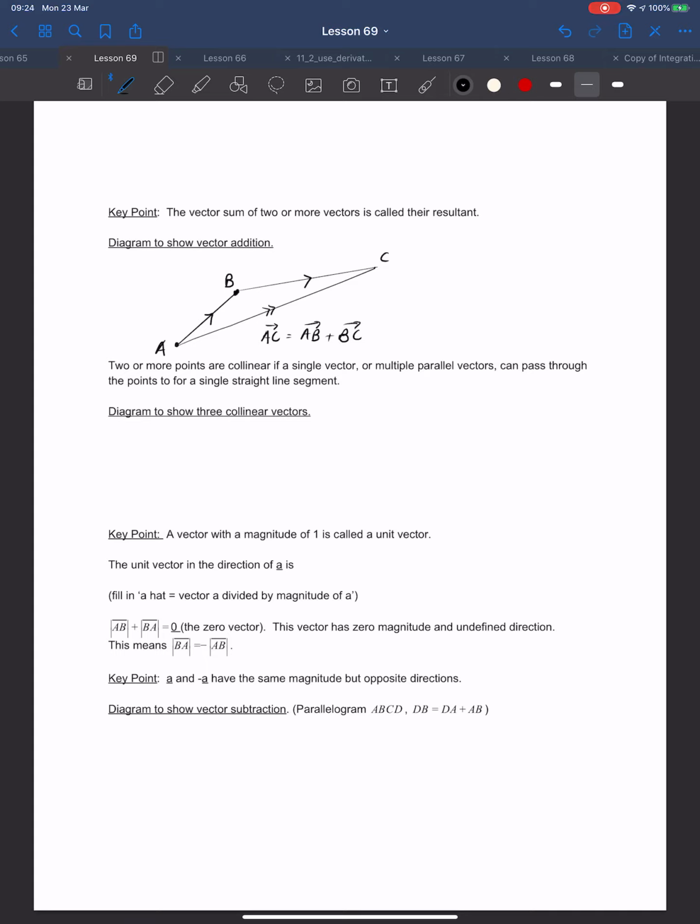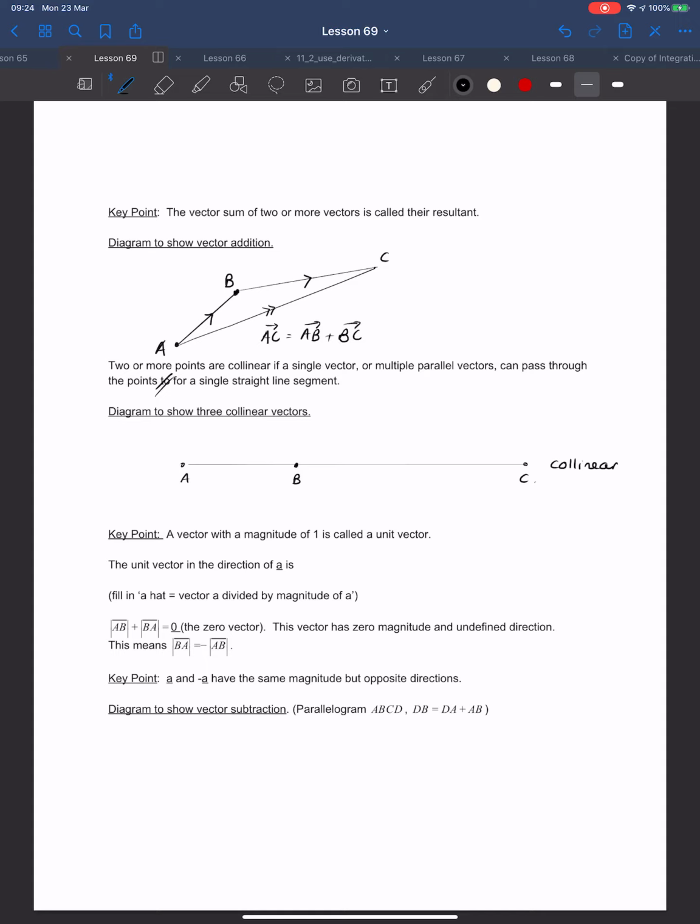Two or more points are collinear if a single vector or multiple parallel vectors can pass through the points for a single straight line segment. Okay, so what that means, if we've got a straight line here, so A, B, C, two or more points, they're collinear. Collinear means all lie on the same line.